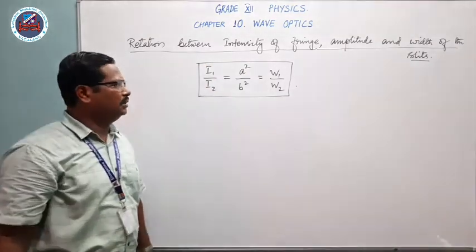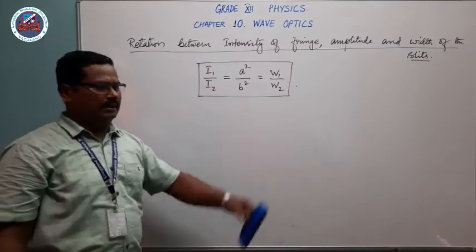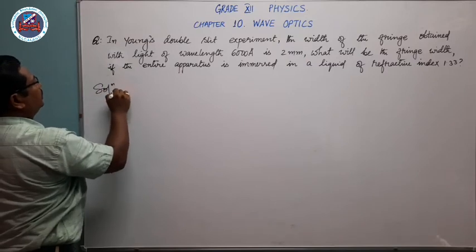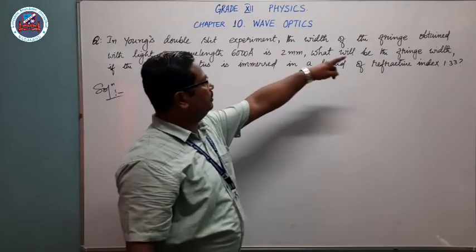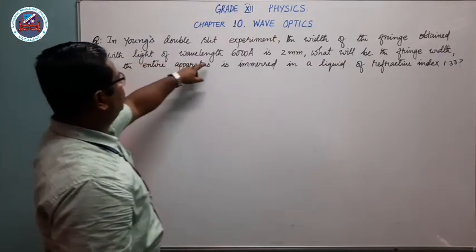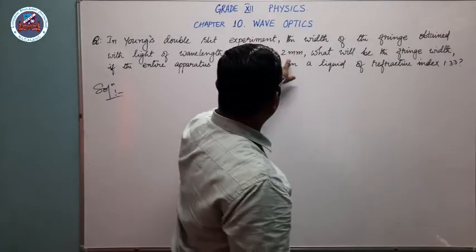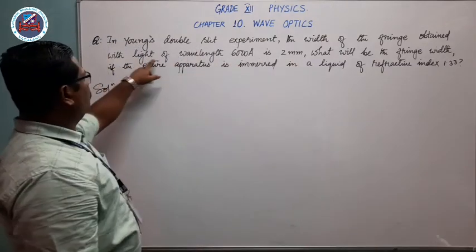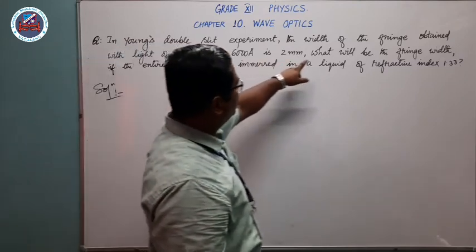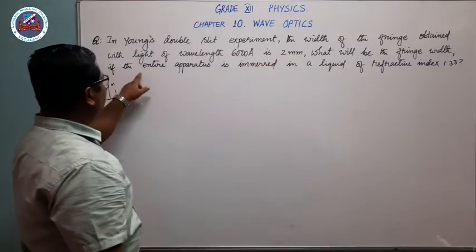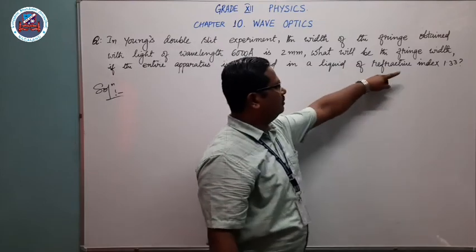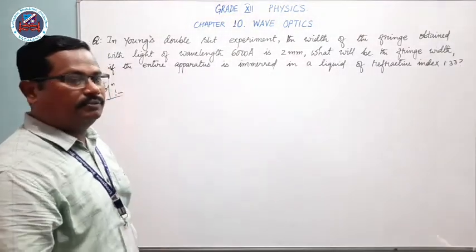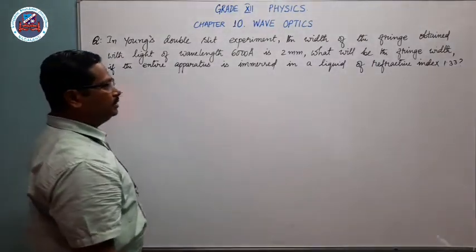Now let us do one or two numericals based on interference. In Young's double slit experiment, the width of the fringe obtained with light of wavelength 6000 angstrom units is 2 millimeter. What will be the fringe width if the entire apparatus is immersed in a liquid of refractive index 1.33?